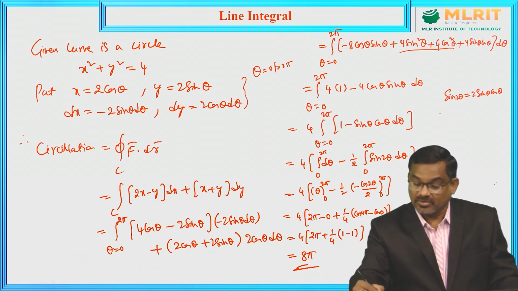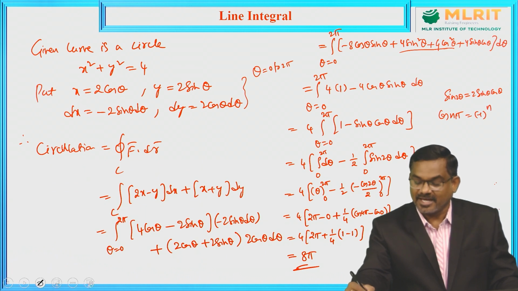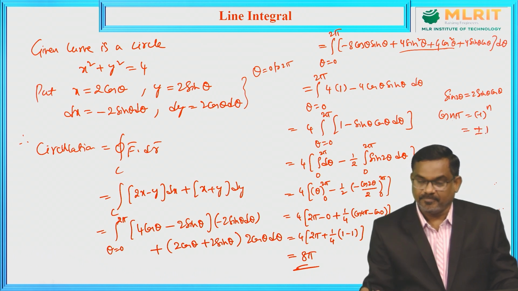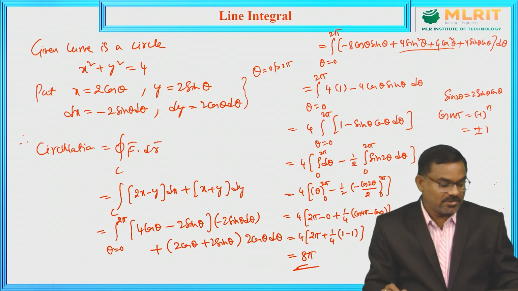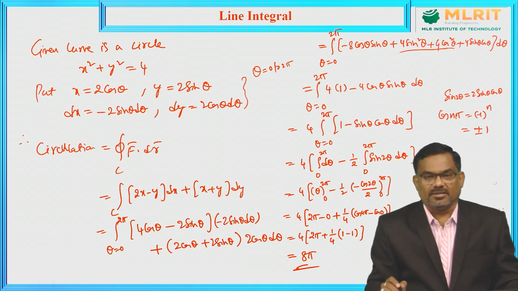And also cos n pi is minus 1 power n. This sign depends on n. If n is even, we get plus 1. If n is odd, we get minus 1. So plus or minus 1. And like this we find the line integral of the given vector.